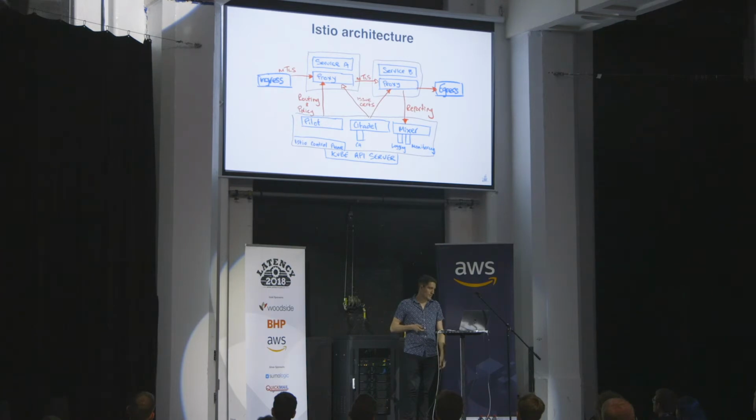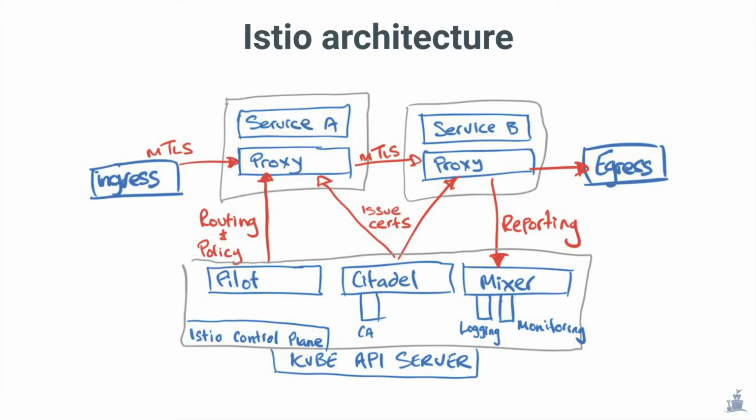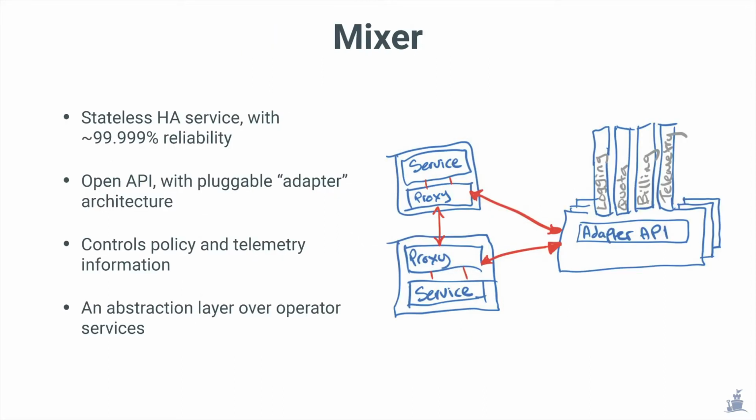We've got Mixer that's actually storing the policy information and the telemetry. So Mixer is actually used, and I'll touch on this in a bit, in terms of each request. And then Citadel is the security piece. So it's actually issuing the certificates out to each of the proxies, which then enables the MTLS authentication with certificates.